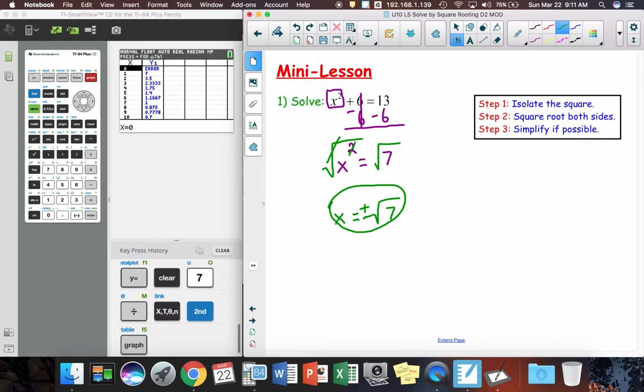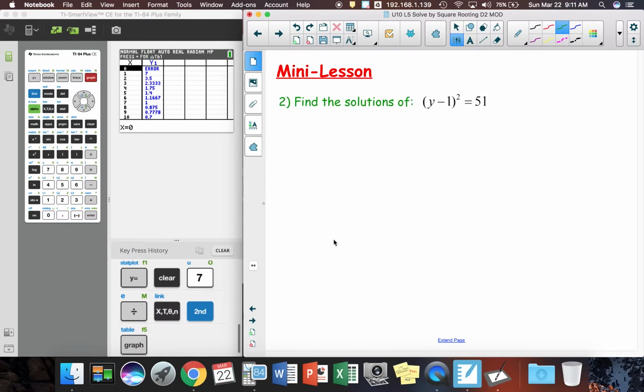Alright, let's try another problem. So for this one here, it's very interesting. We can't get rid of this 1 that's inside of the parentheses. We have to start to get rid of the square first. I'm going to rewrite my problem on the side here. We have y minus 1 squared equals 51. Alright, to solve this one, we got to get rid of this square here first.